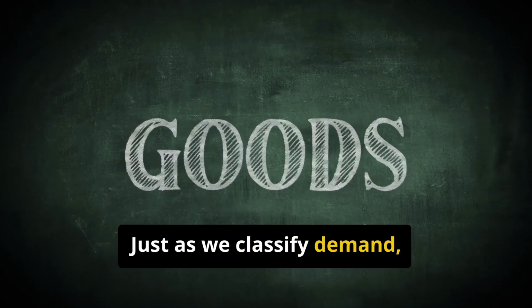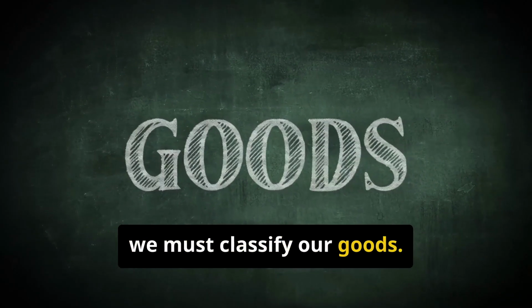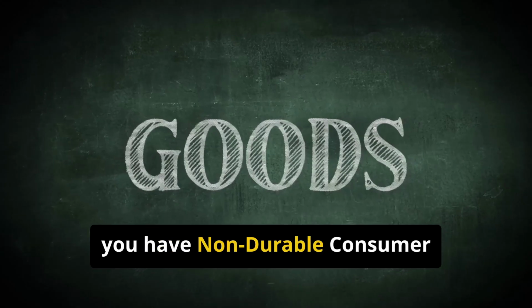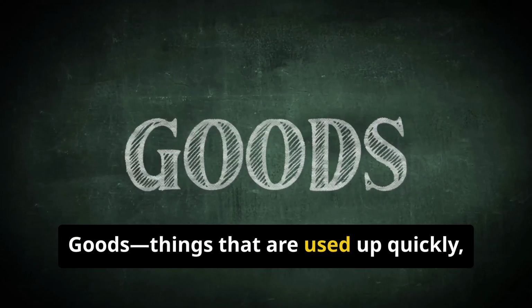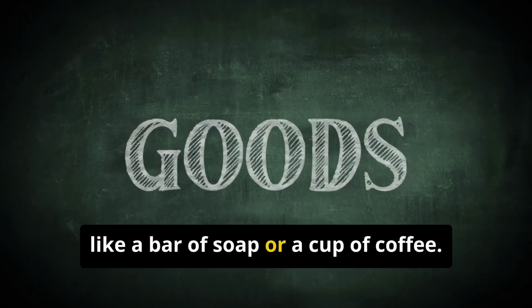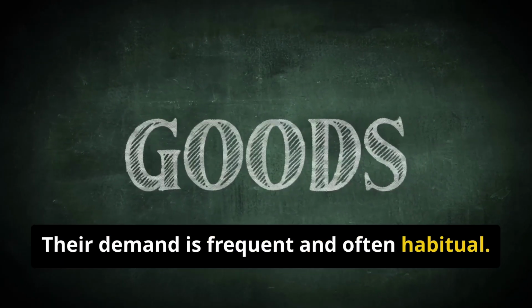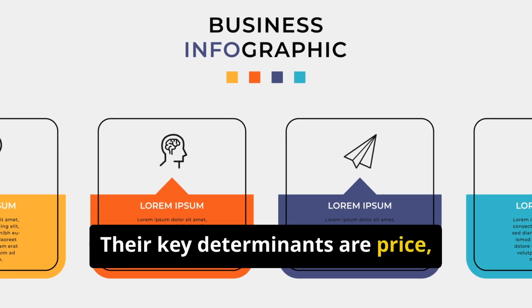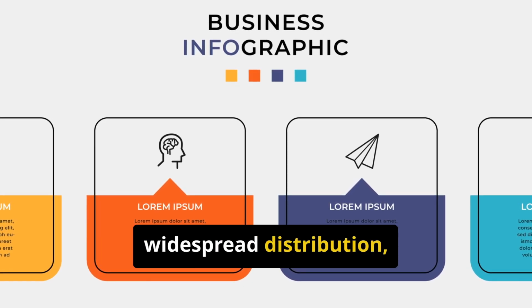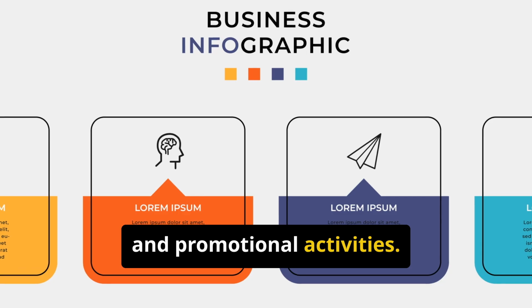Just as we classify demand, we must classify our goods. First, you have non-durable consumer goods, things that are used up quickly, like a bar of soap or a cup of coffee. Their demand is frequent and often habitual. Their key determinants are price, brand loyalty, widespread distribution, and promotional activities.